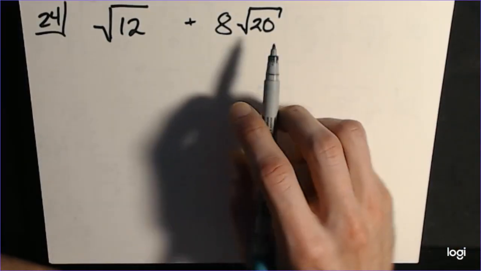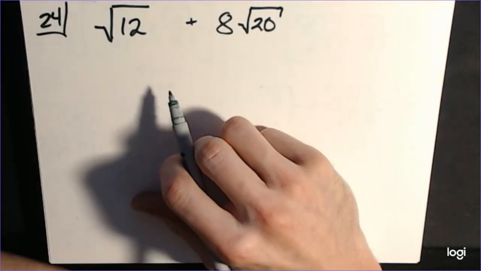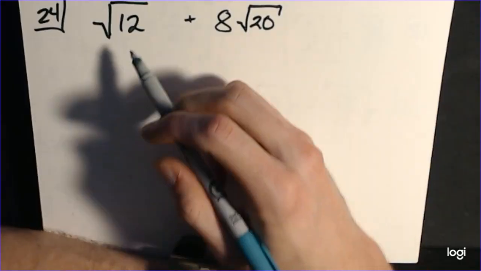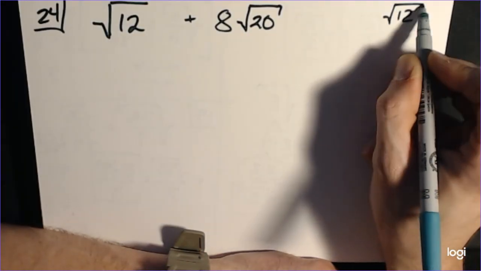So here we have 12 and 20. Neither of these are square roots and they are not the same. So we cannot just go straight forward and add them together. So we'll first take our square root of 12 and we're going to break 12 down into its factors.